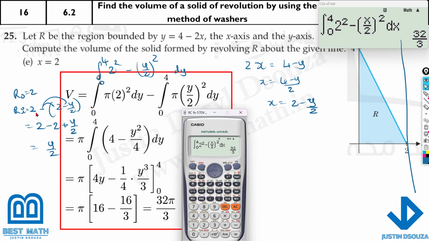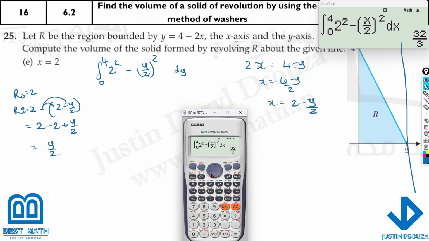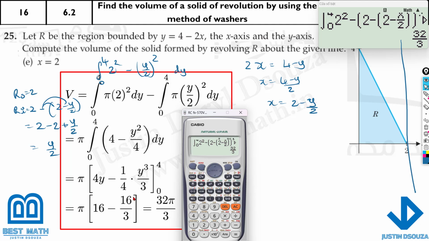Now what if you have written it like this itself? Before I was writing it like that, doesn't matter. You can write this entirely. 2 minus, see the inner radius is 2. 2 is total, minus this equation. But you need to add another bracket: 2 minus y by 2 the whole square, and close the bracket, and then the whole bracket, and then square it up. The answer must be the same. See, it's the same answer.